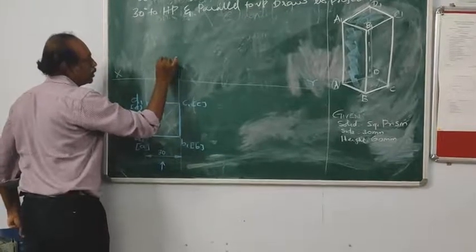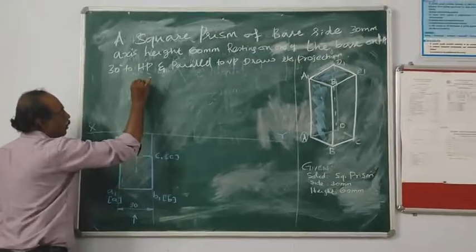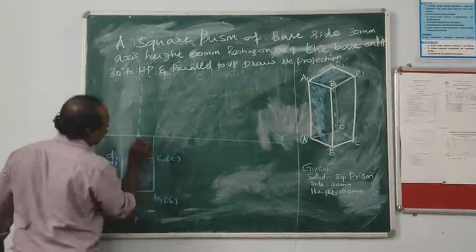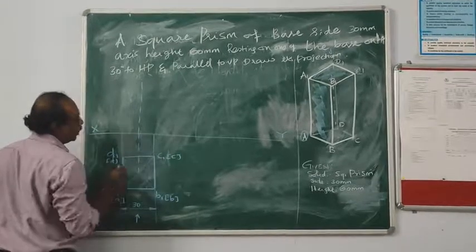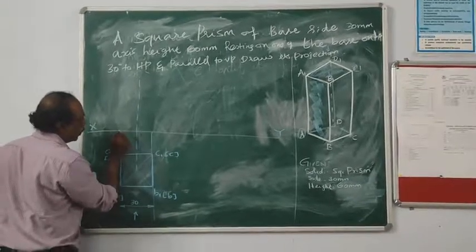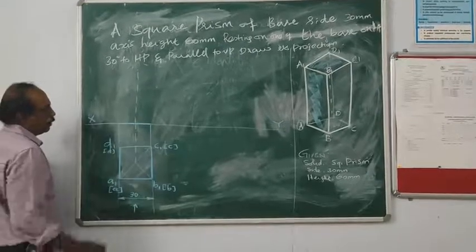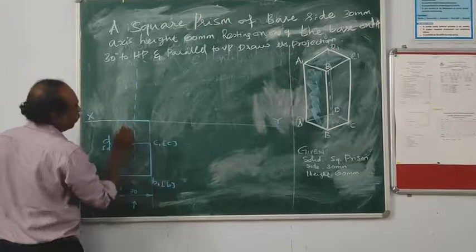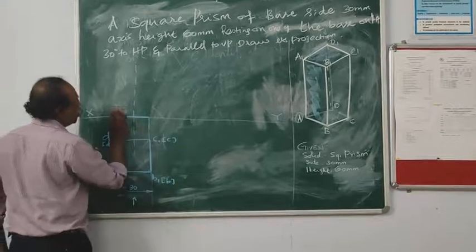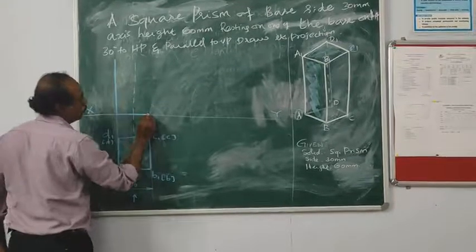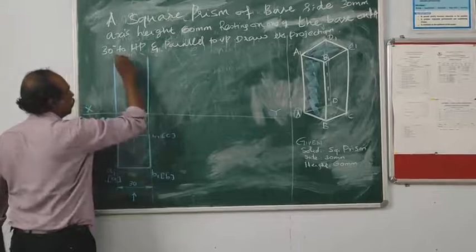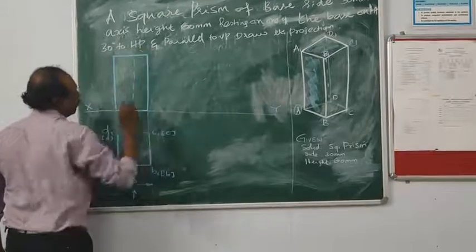Axis height is 60 mm. We have to measure the 60 mm from the base, the XY reference line. Then we have to draw the base. This is the base. Then up to 60 mm we have to draw the front view. This is 60 mm.